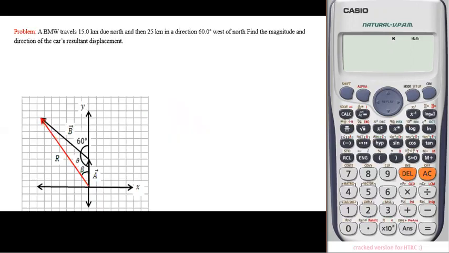Now, let's work on this problem. A BMW travels 15 km due north and then 25 kilometers in the direction west of north. Find the magnitude and direction of the car's resultant displacement. So first, you have to plot your given vectors. Draw a Cartesian plane and then plot the given vectors. Let's start with vector A, which is 15 kilometers due north from the point of origin. And then plot vector B, which is 25 kilometers in a direction 60 degrees west of north. So this is it.